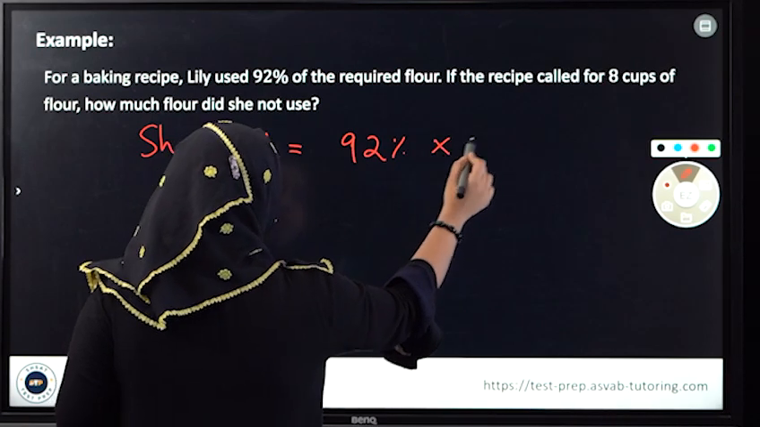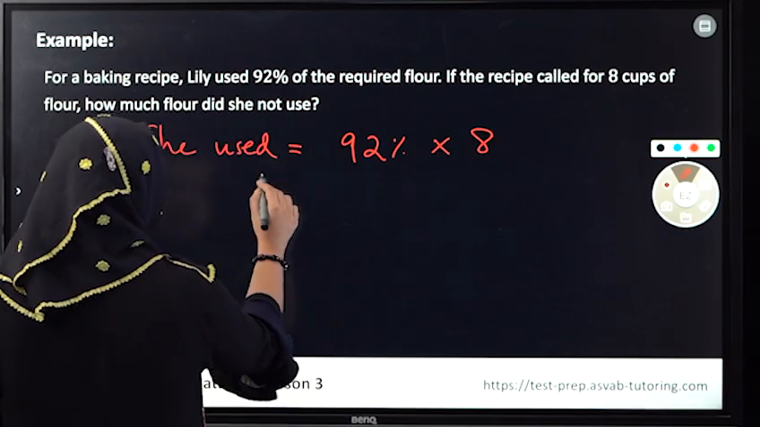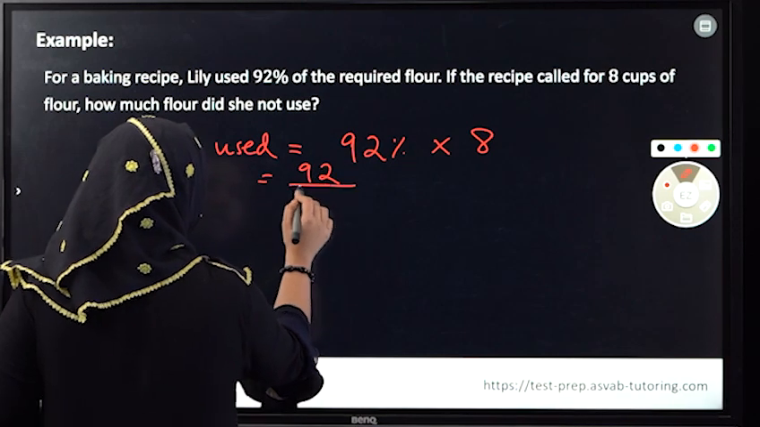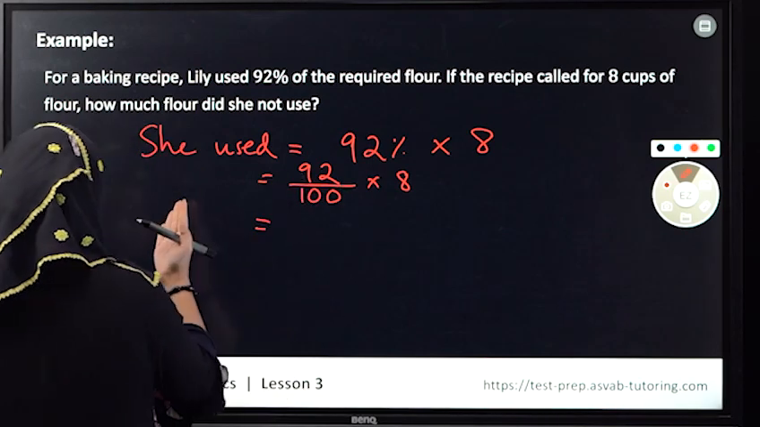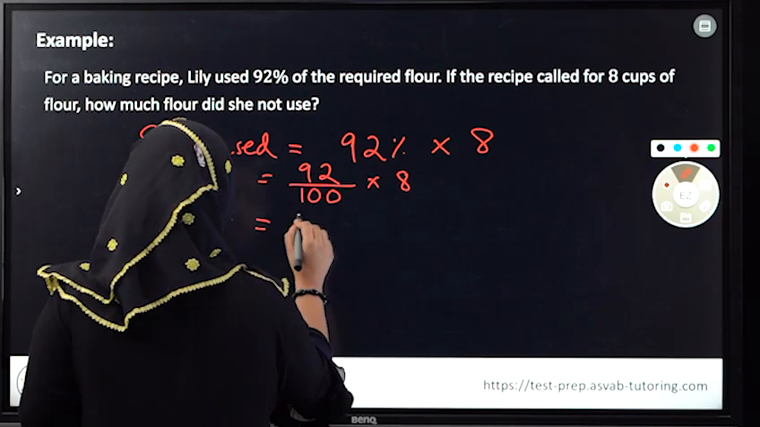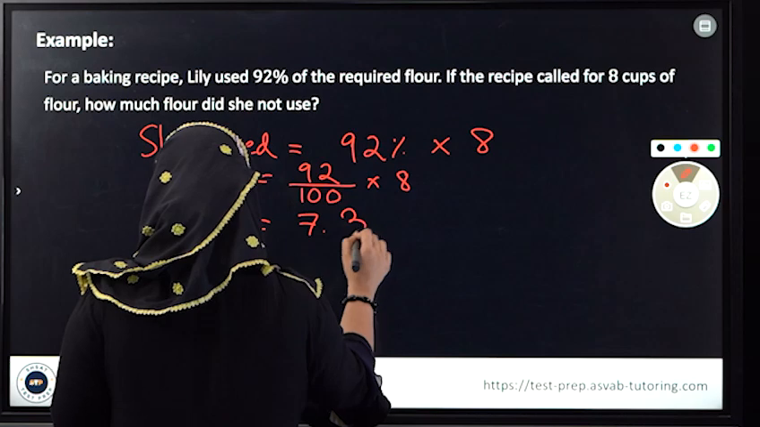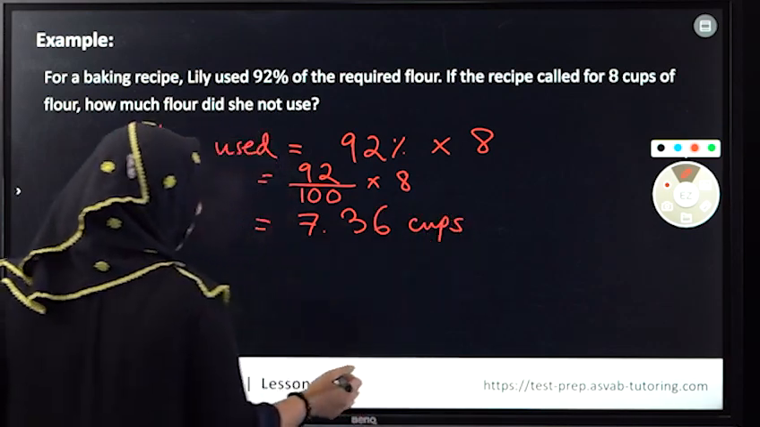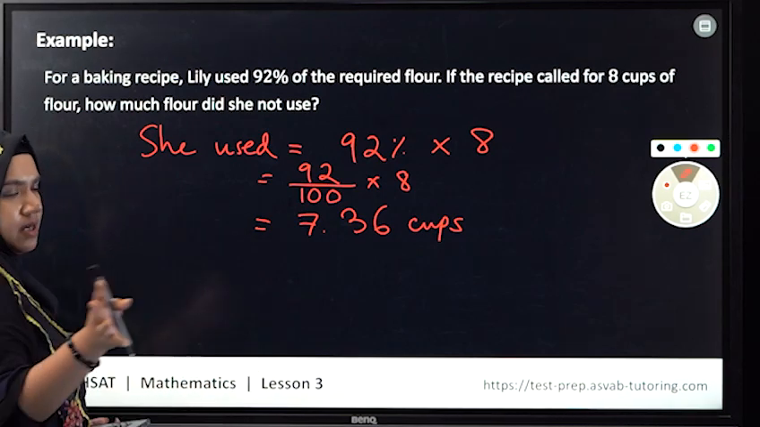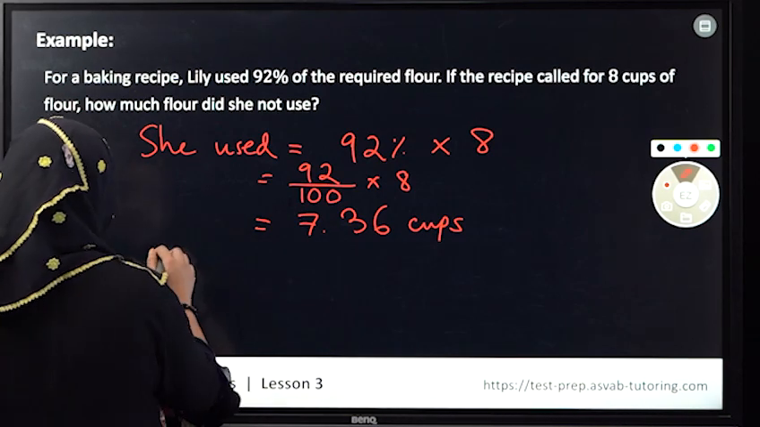So of means multiply, and then we have 8. 92% as a fraction is 92 over 100 times 8. Once again, simplify this on your own. You are going to get, in decimal, 7.36 cups. Although that's not realistic, because you cannot measure 0.36 cups, but it's maths. Let's see what the answer is.